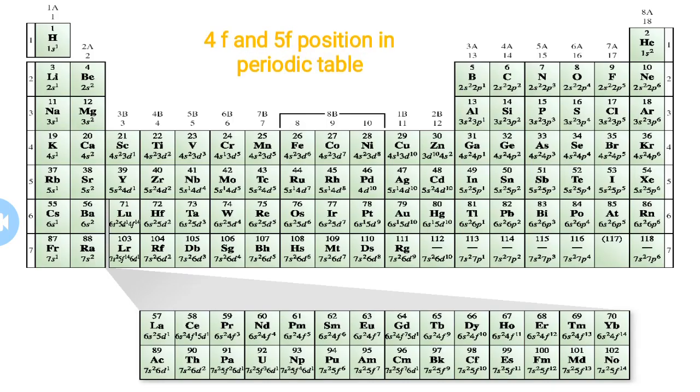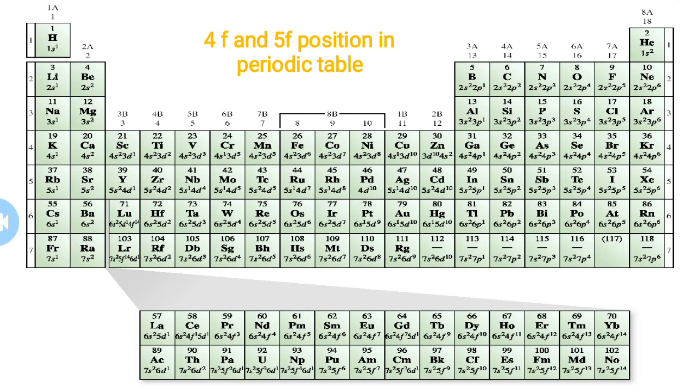So here we will discuss the position of f-block elements in the periodic table. This is the periodic table, and here are the different blocks: s block, p block, d block, and f block. On the left side are the s block elements, on the right side the p block elements, and in between s and p are the d block elements.